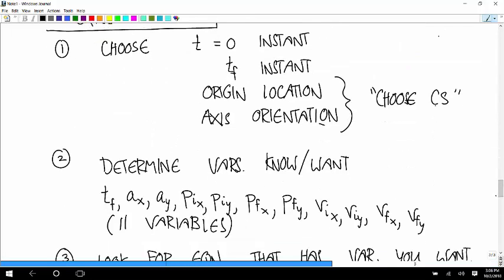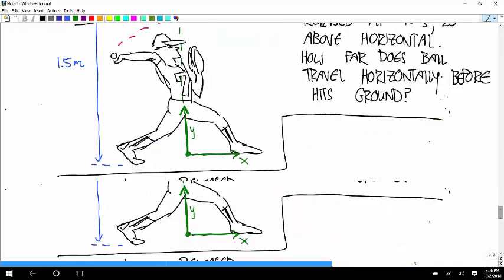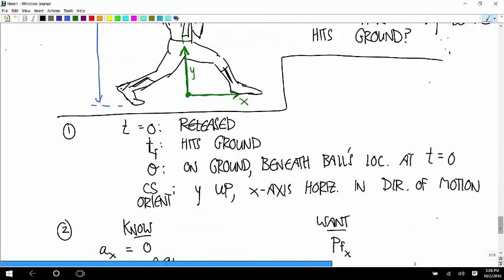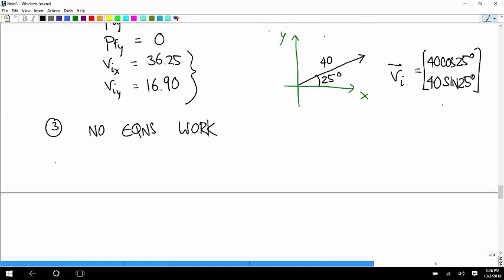What? So we just check. Yeah, right. Possibly, but that's not what I'm going to do. Okay, so 3. No equations work. So now we have to go to step star. And what does step star say?